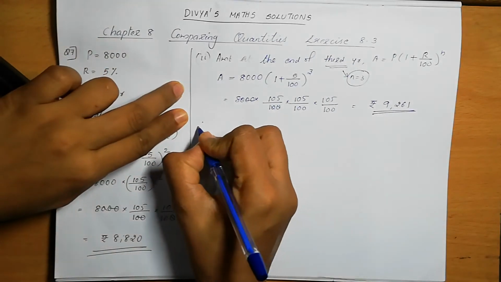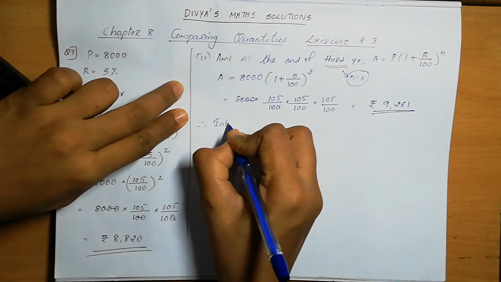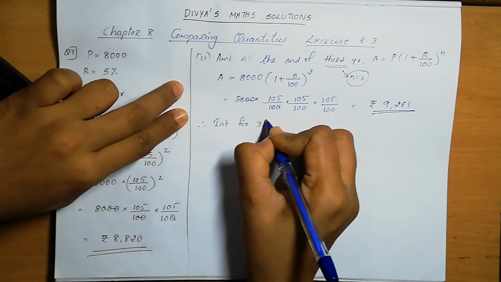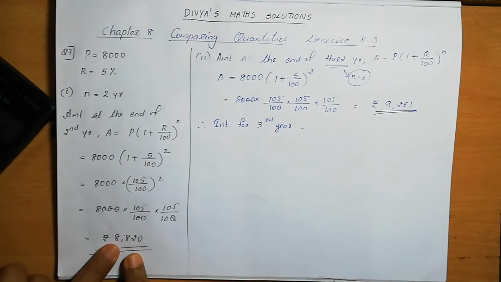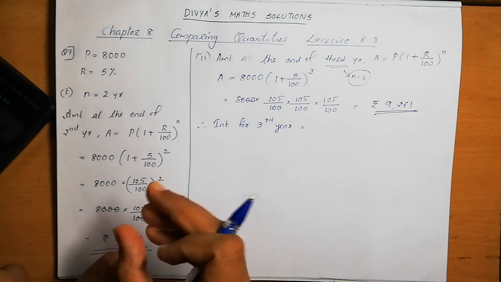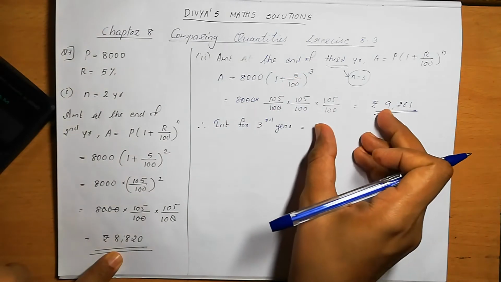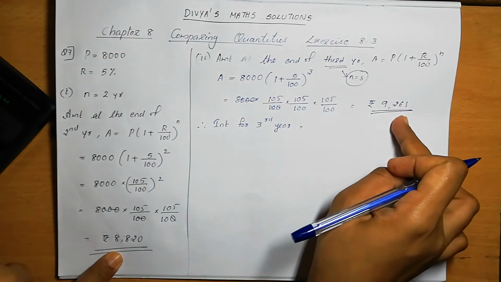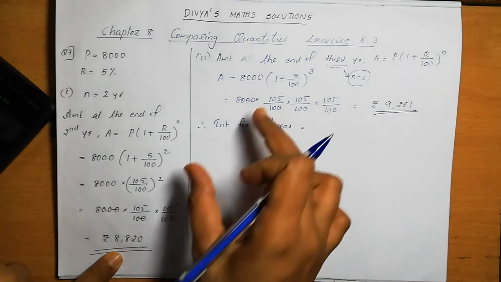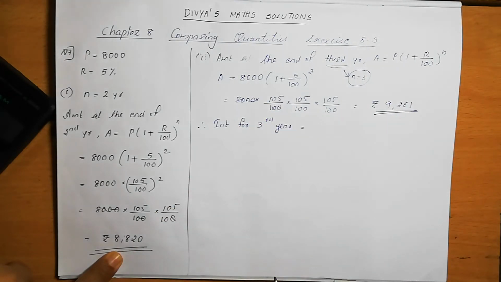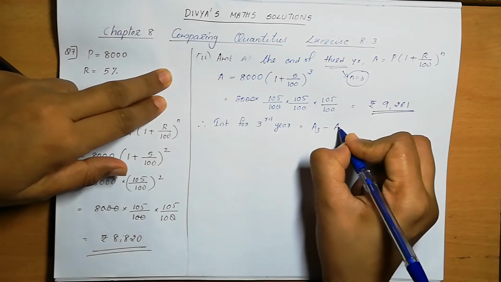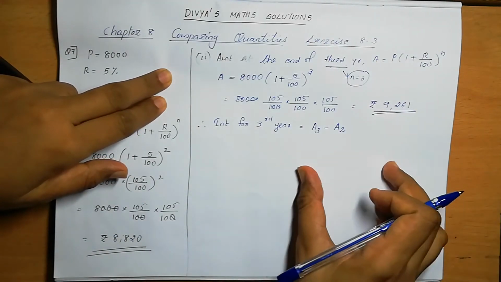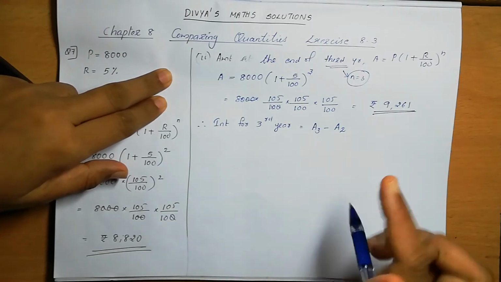So interest for third year is equal to, that means this one, this is the amount at the end of second year, correct? So to this amount, the next year's interest is added, and what we will get is the amount at the end of third year. That means what is added over here? Interest is added every year, right? So the amount at the end of third year minus the amount at the end of second year, we are subtracting, means what we will get? We will get the interest for that 1 year gap, right?